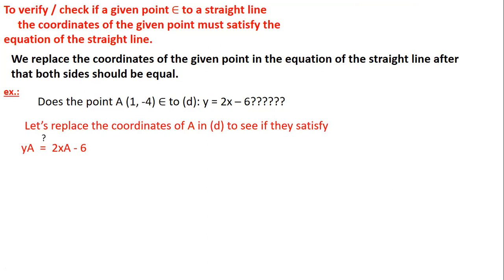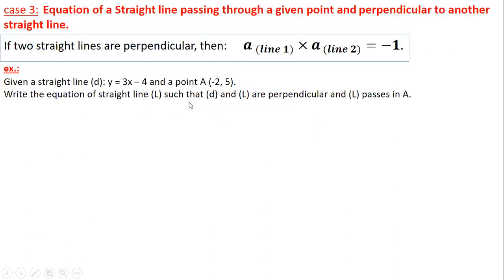So let me replace YA by minus 4. Is it equal to 2 into 1 minus 6? Now, are these two equal to each other? Minus 4, is it equal to 2 minus 6? Minus 4, is it equal to minus 4? Yes, this is true. Because the two sides of the equation are equal, they satisfy the equation. Now I say point A belongs to straight line D.